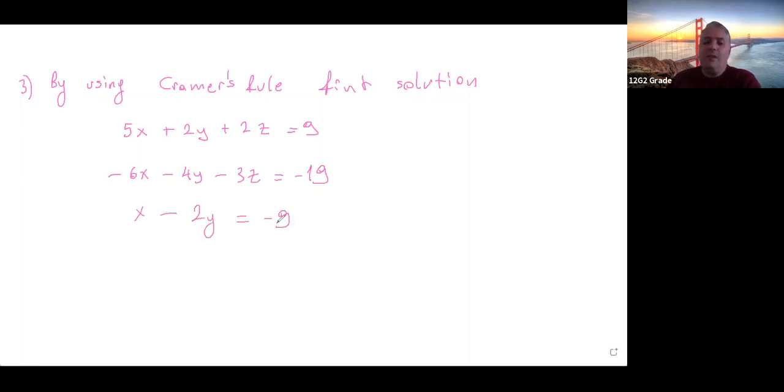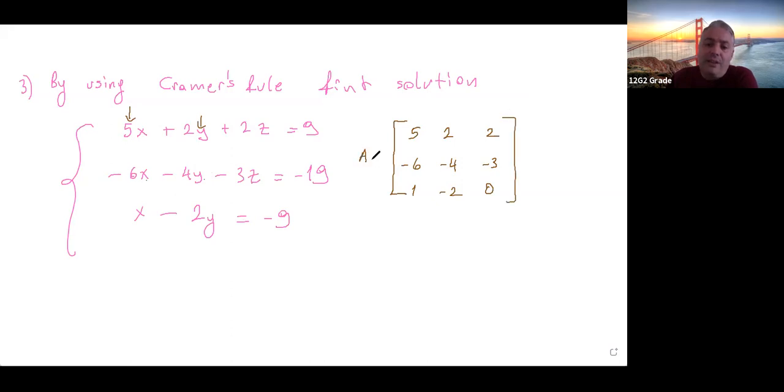So to do this, what are we going to do? First of all, we will write the augmented matrix. What is the augmented matrix? It means the coefficients. The coefficient of x is 5, the coefficient of y is 2, the coefficient of z is 2, and the coefficient of x is -6, the coefficient of y is -4, and the coefficient of z is -3. Meanwhile, you also check it, I don't want to miscopy. The coefficient of x is 1, the coefficient of y is -2, and there is no z, so put 0. This is now matrix A, the augmented matrix.